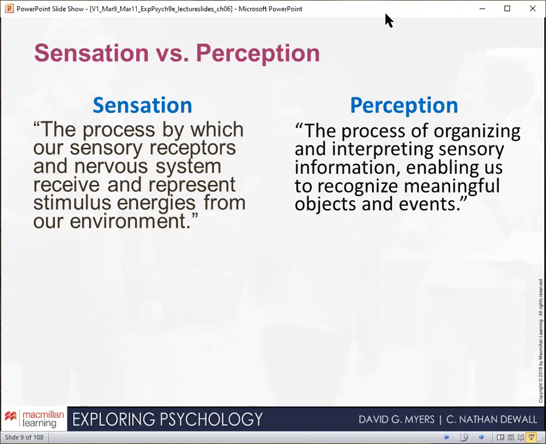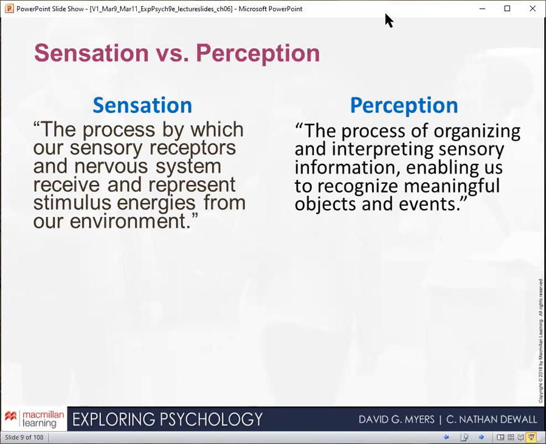Then we have the process of perception. Perception is the process of organizing and interpreting that sensory information that we got through sensation. So the process of organizing and interpreting sensory information, enabling us to recognize meaningful objects and events.